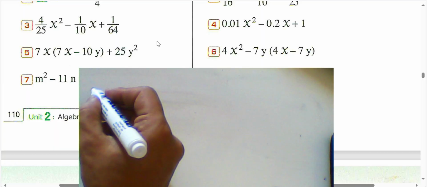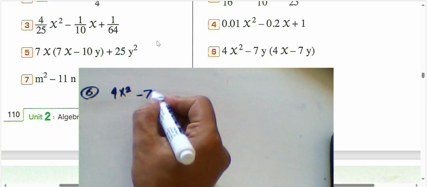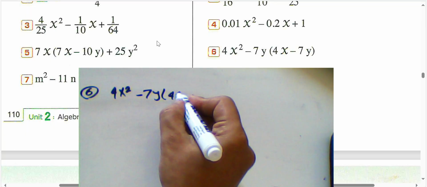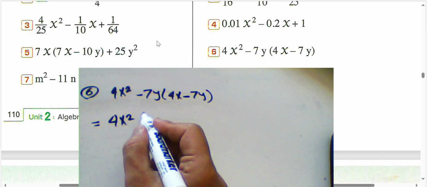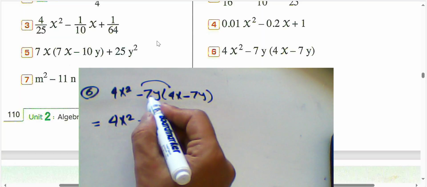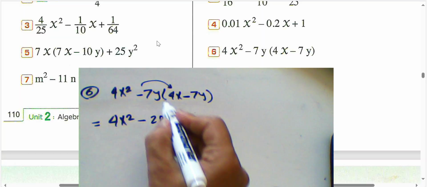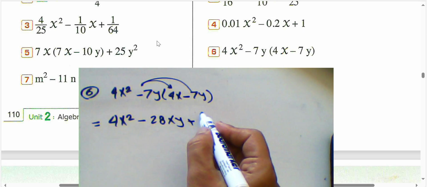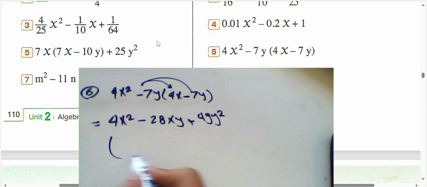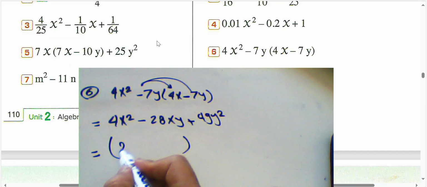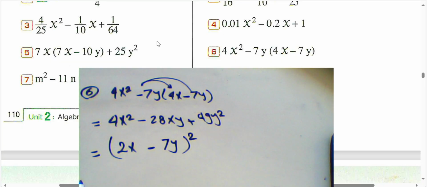Question number 6. 4x power 2 subtract 7y times (4x minus 7y). Right, 4x power 2, negative times positive negative. 4 times 7, 28 xy, and negative times negative positive. 7 times 7, 49, y times y, y power 2. We have here perfect square. Square root of the first and the third, sign negative, and then power 2 outside.